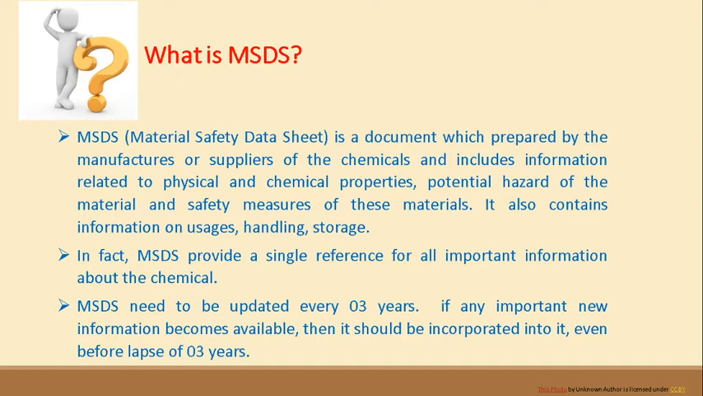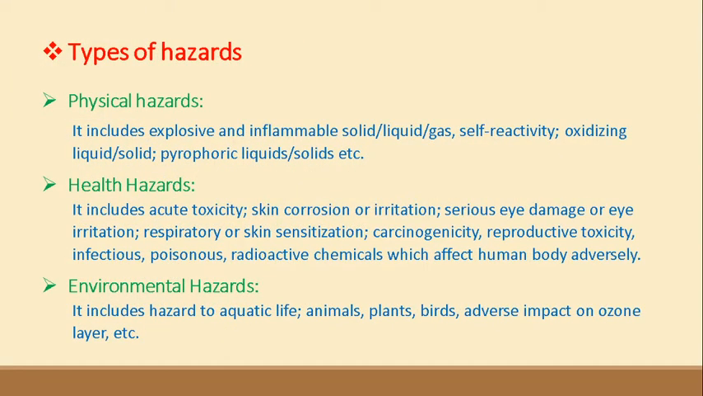Normally, MSDS needs to be updated every 3 years. If any important new information becomes available meanwhile, then it should be incorporated into it even before the lapse of 3 years. All the information in the MSDS is categorized into three parts: physical hazards, health hazards, and environmental hazards. We can see details in the next slides.